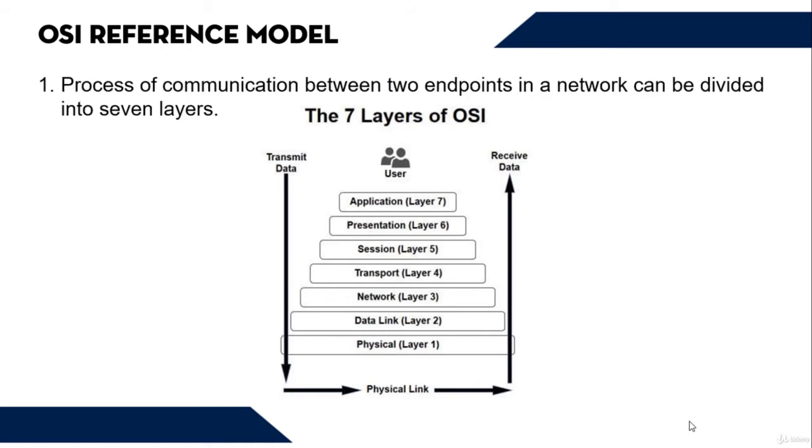The process of communication between two endpoints in a network can be divided into 7 layers. These are the 7 layers of the OSI as described in the diagram. A reference model is a conceptual framework for understanding relationships. This is a reference model for how applications can communicate over a network. The main concept of a model is that the process of communication between two endpoints in a network can be divided into 7 distinct groups of related functions or layers.